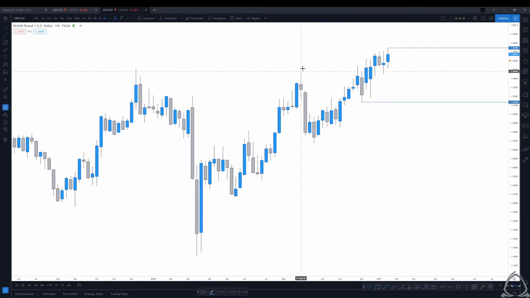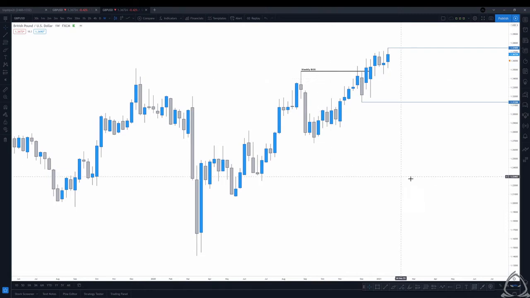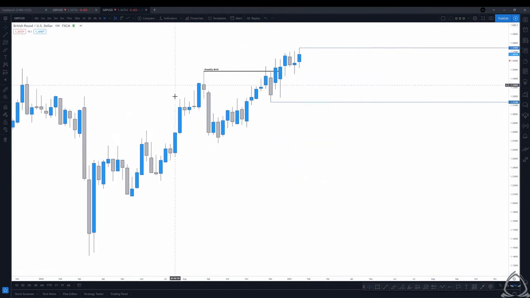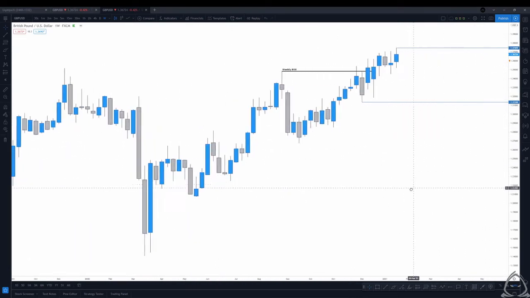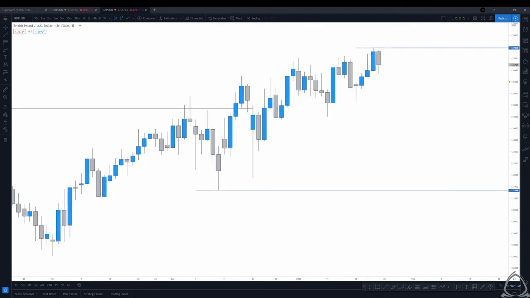If I mark on this point as well, this is the prior weekly break of structure. So we can see that we've broken structure to the upside, and we're starting another bull trend, or continuing that bull trend rather. And this is how I'm framing up the weekly chart. So let's drop down to the daily chart.